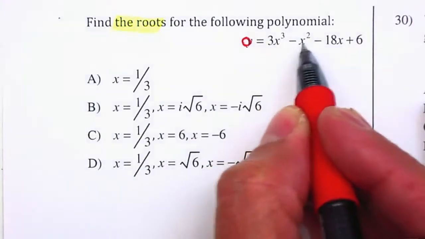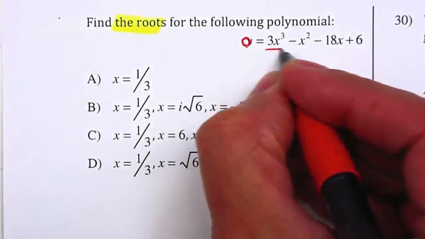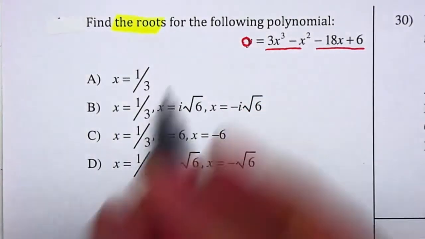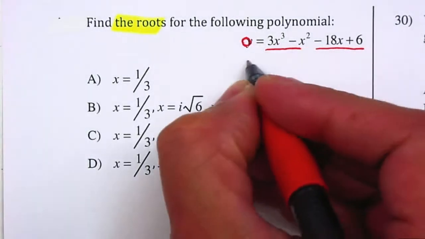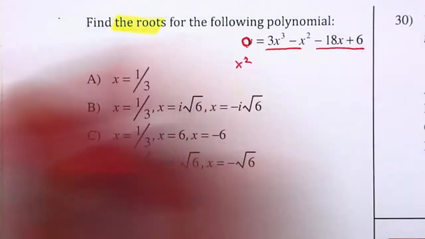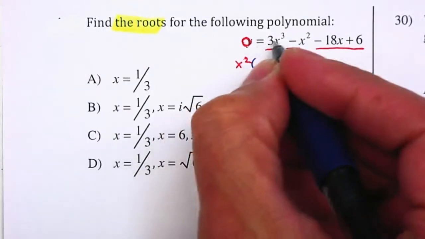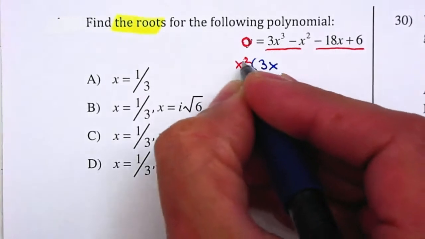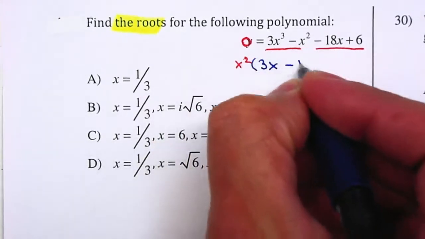Since we have 1, 2, 3, 4 terms, we are going to factor it by grouping. We're going to group the first two and then the second two. So what can I factor out from the first two? Both have an x, so I can factor out an x squared. And what's left behind? What do I need to multiply x squared by to end up with 3x to the third? It will be 3x. What do I need to multiply x squared by to end up with negative x squared? It will be negative 1.